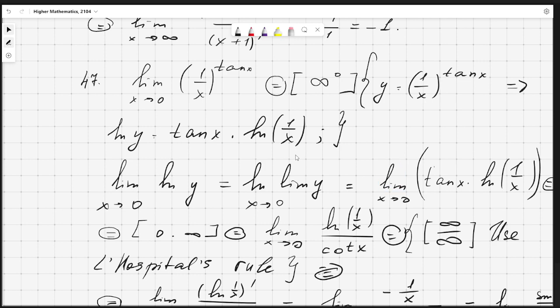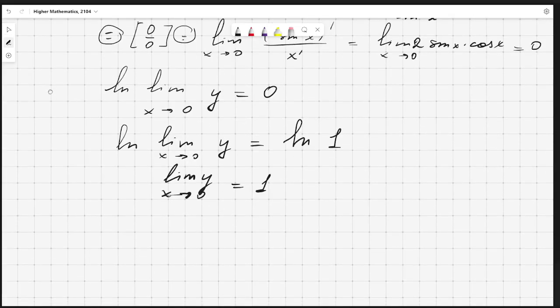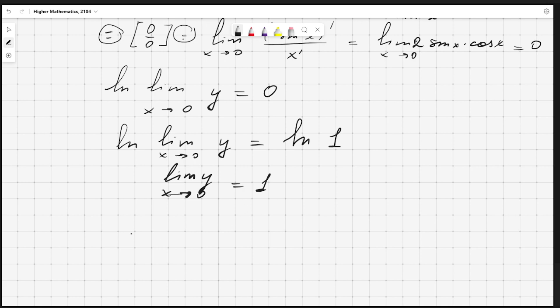Limit of 1 over x to the power of tangent of x equals 1. Is it clear?